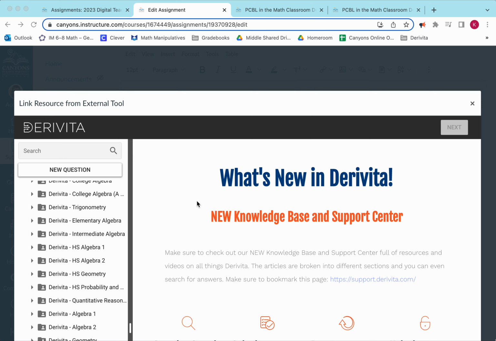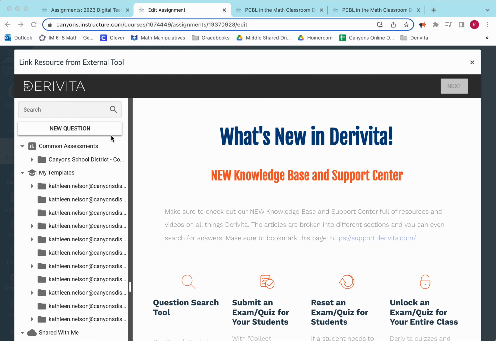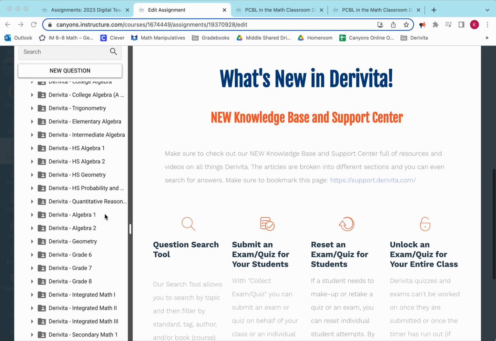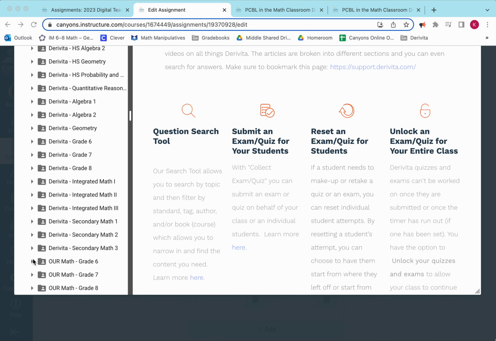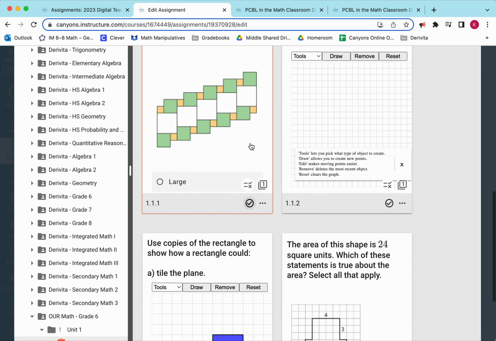what's available in Derivita, in case you've only dabbled in it a little bit, or you just haven't tried it at all. So two school years ago, Canyons hired Derivita to replicate exactly the practice problems for the middle school math curriculum, Open Up Resources. And those practice problems are still available to you as a Canyons teacher.